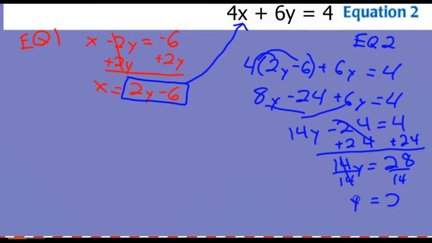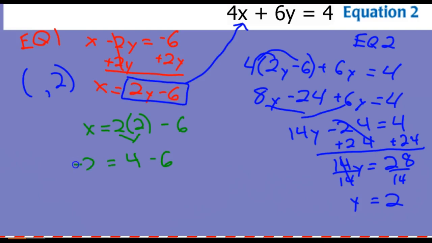Now y equals 2. So we know our y, and our y equals 2. We need to find our x. Now again, we can just plug it back into this first equation. So y equals 2, then x equals 2 times 2 minus 6. 2 times 2 is 4, minus 6. That gives us a negative 2. So negative 2 is our x. So our ordered pair is negative 2, 2.